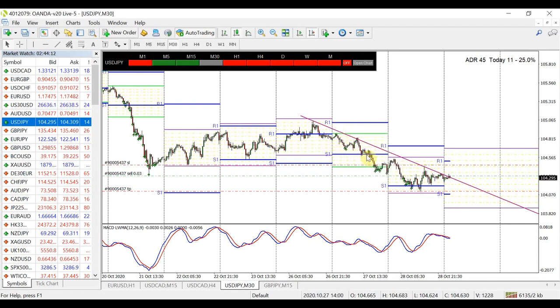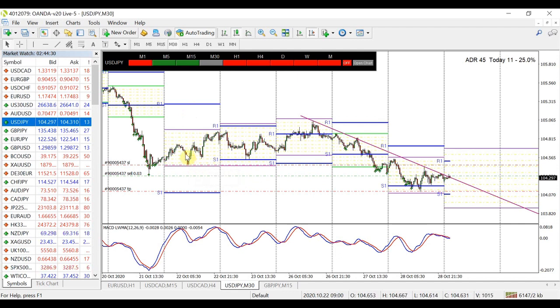The day before, S1 was again hit, and so was the ADR, and it was inside the ADR band. The day before, R1 was hit and was inside the ADR band. S1 got clipped and again was inside the ADR bands.